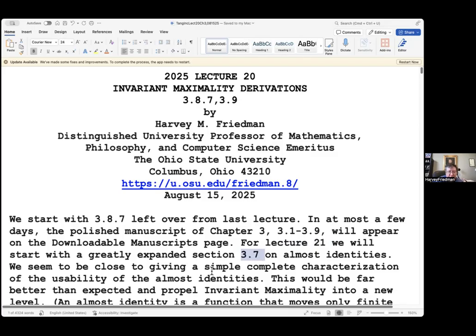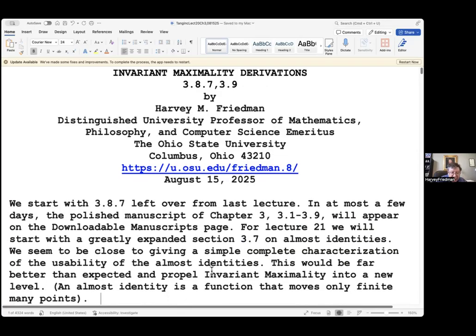We seem to be close to giving a simple, complete characterization of the usability of the almost identities, and this would be far better than I expected. I just thought I was going to get partial results because there was a real block. But I think that I might be able to see my way through this. If not, then there are all kinds of partial results here.